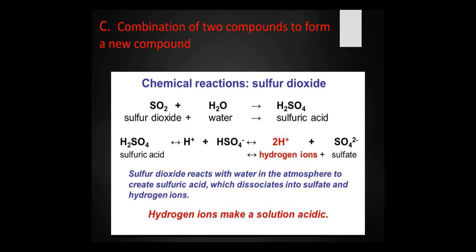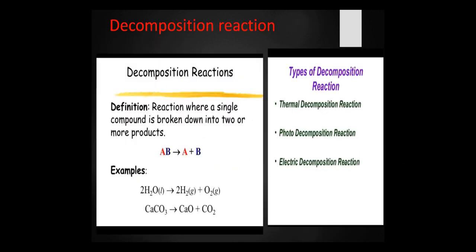So this reaction is between two compounds. As we can see, sulfur dioxide is a compound and water is also a compound. After reacting with each other, they form a new compound, and that compound is sulfuric acid. So this is the first type of chemical reaction, the combination reaction.